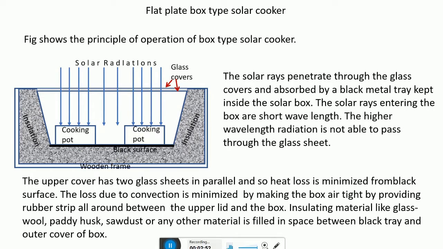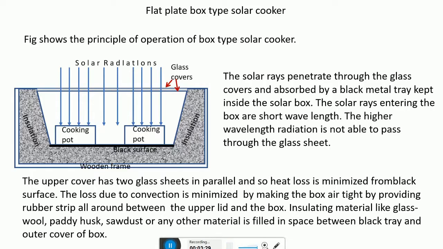So this is a flat plate box type solar cooker. The figure shows the principle of operation of the box type solar cooker, which is of flat type. The solar rays penetrate through the glass covers and are absorbed by a black metal tray, which is kept inside the solar box. The solar rays entering the box are of short wavelength, and they degrade into thermal radiation of higher wavelength. The higher wavelength radiation is not able to pass through the glass sheet.